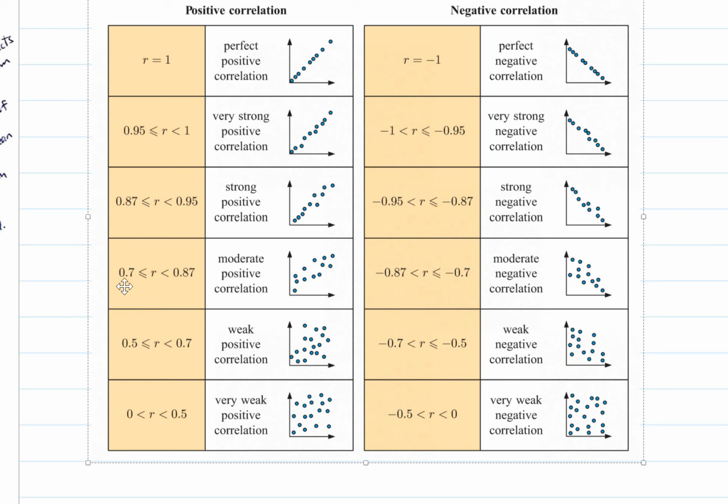If the correlation is between 0.7 and 0.87, that's moderate. If the correlation is between 0.5 and 0.7, that's weak. And anything less than 0.5 is very weak. So 0.5 or greater indicates that there is some correlation, but anything below 0.5 is considered very weak.